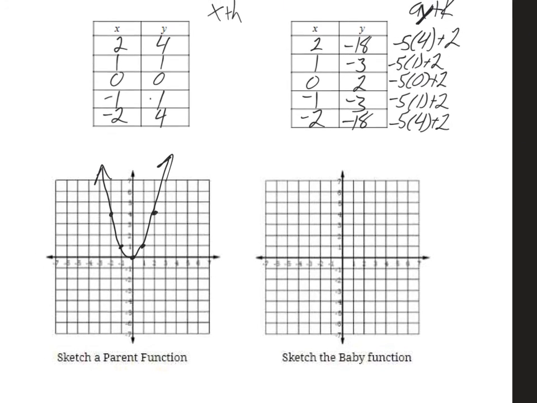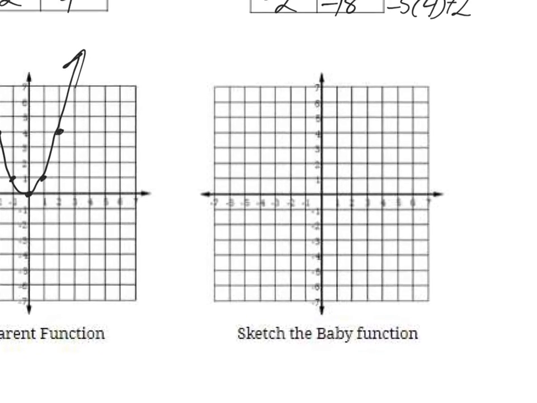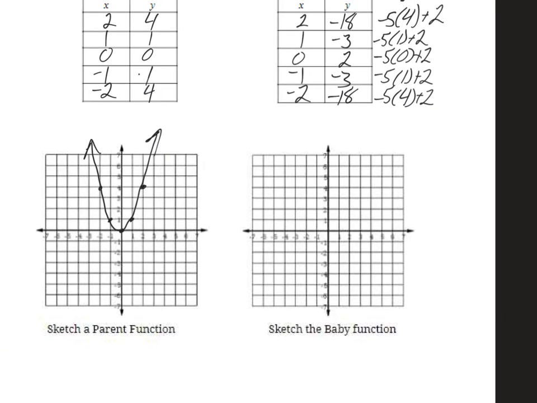Perfect. Okay, so my graph down here is not big enough. So what we're going to do is just do the ones that we can. So 0, we're going up to +2. 1, we're going down to -3. -1, we're going down to -3. And then the -18s are going to be somewhere like over here. So we can go ahead and just draw a graph like this.